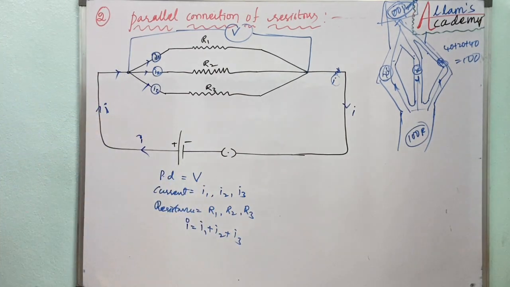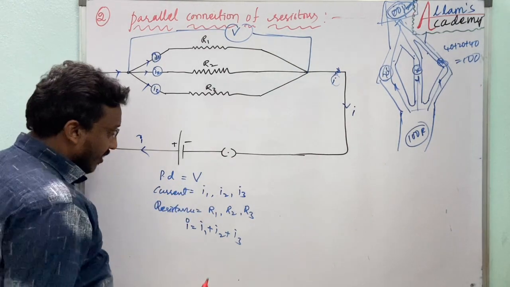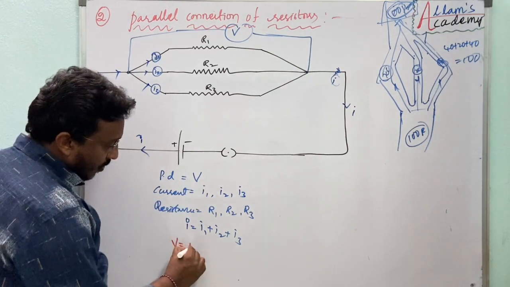Right? And again here we have R1, R2, R3. I, R and V. We know the relation, very simple, V equals IR.